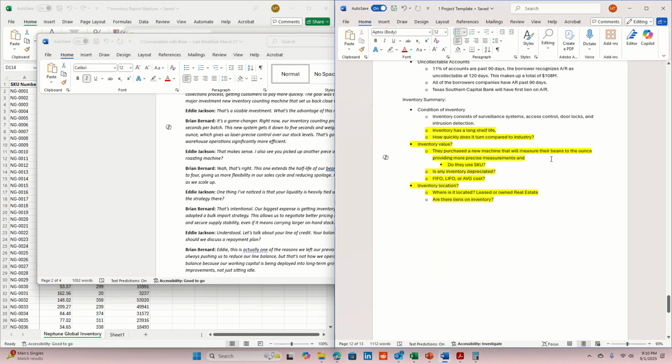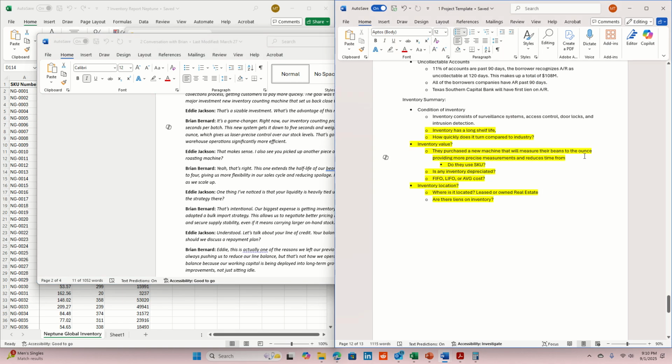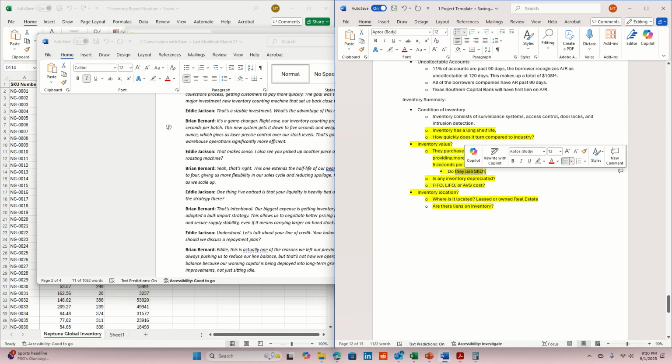Okay. And reduces time from 22 seconds to 5 seconds per batch. Okay, that's a really good statement to have inside of here. That's how they're measuring it. And remember, do they use a SKU? Okay, right. Do they use a SKU?